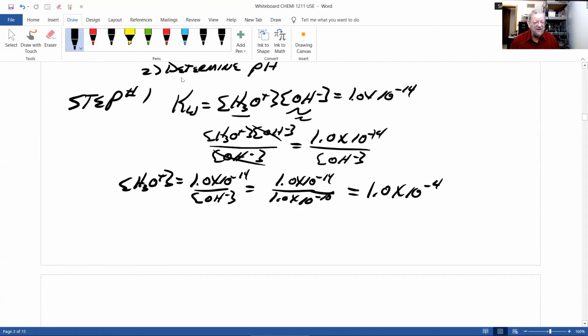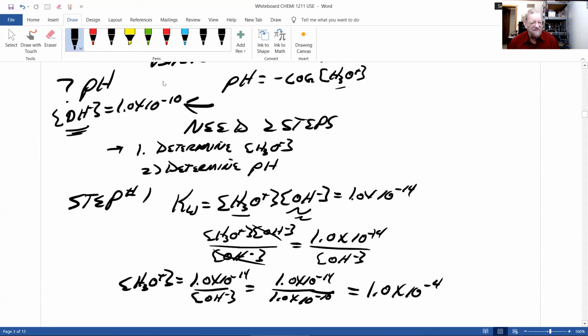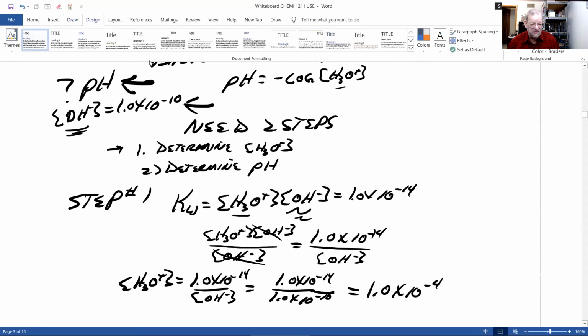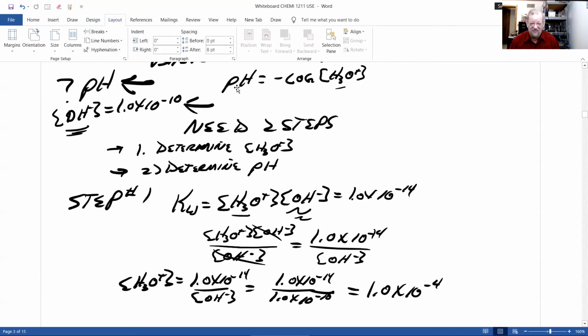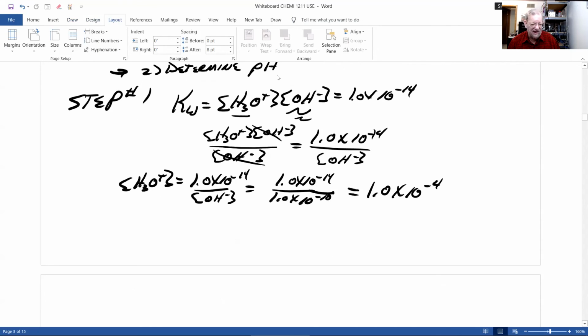Now, are we done? No, because we're trying to find the pH. So now we have to do step 2, determine the pH, using pH is equal to minus the log of the hydronium ion concentration.